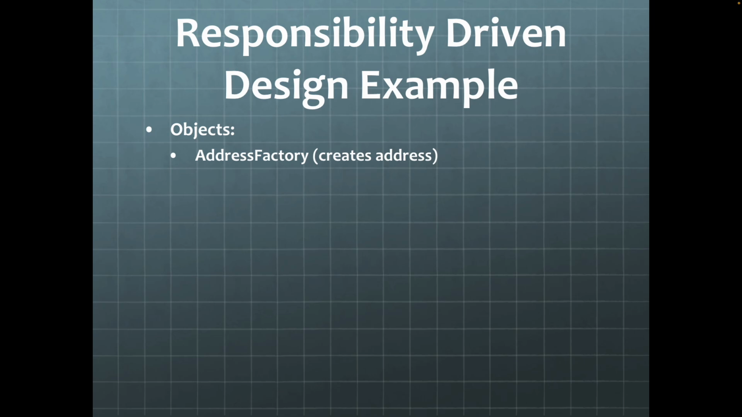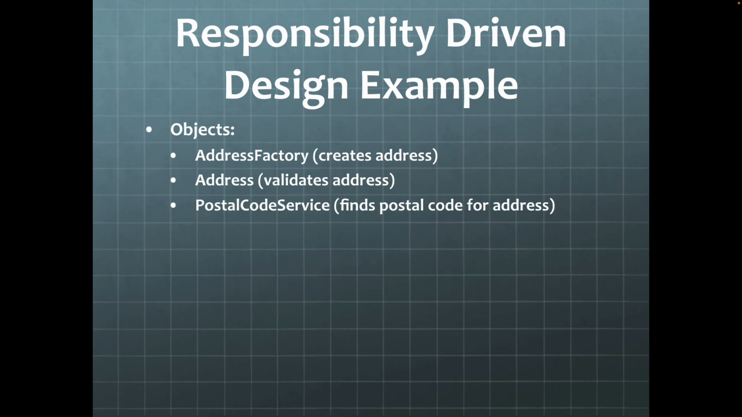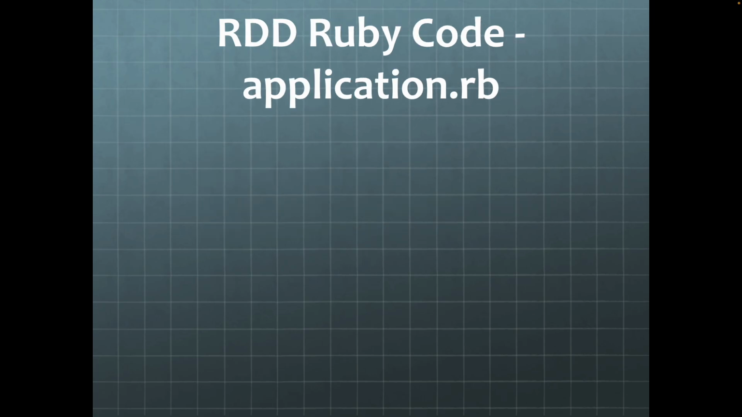So we can start with an address factory. That will help us create the address. And then an address model. That'll help us validate the address. And then a postal code service, which will help us find the postal code for an address. So if I give it street, city, and province, it'll give me the postal code. And finally, a user model that will enable me to add the address to the user addresses.